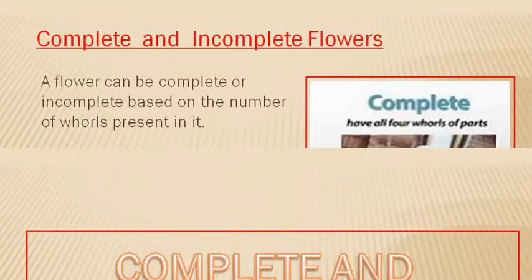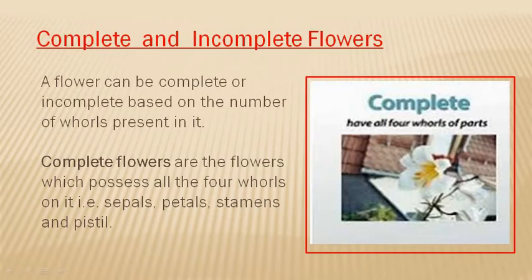And today we will study about complete and incomplete flowers. So what is a complete flower? A flower can be complete or incomplete based on the number of whorls present in it. You have read that a flower has 4 whorls: calyx, corolla, androecium and gynoecium. On the basis of their presence in the flower, a flower can be complete or incomplete.